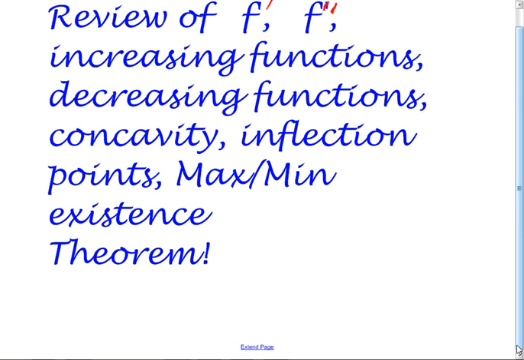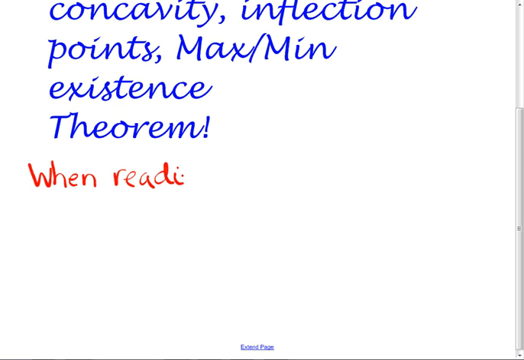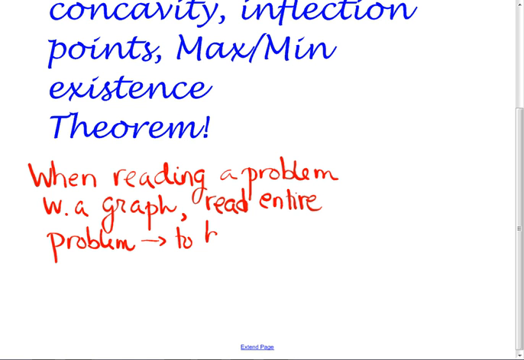Now what I've said to the other class is when you get into the exam, there's lots of reading. So the first thing to do when reading a problem with a graph is read the entire problem to see what it is you know and what you don't know. So read the entire problem. I'd even say read it twice. Now you can't read this like an English book. You need to get those details out to know what you're given.